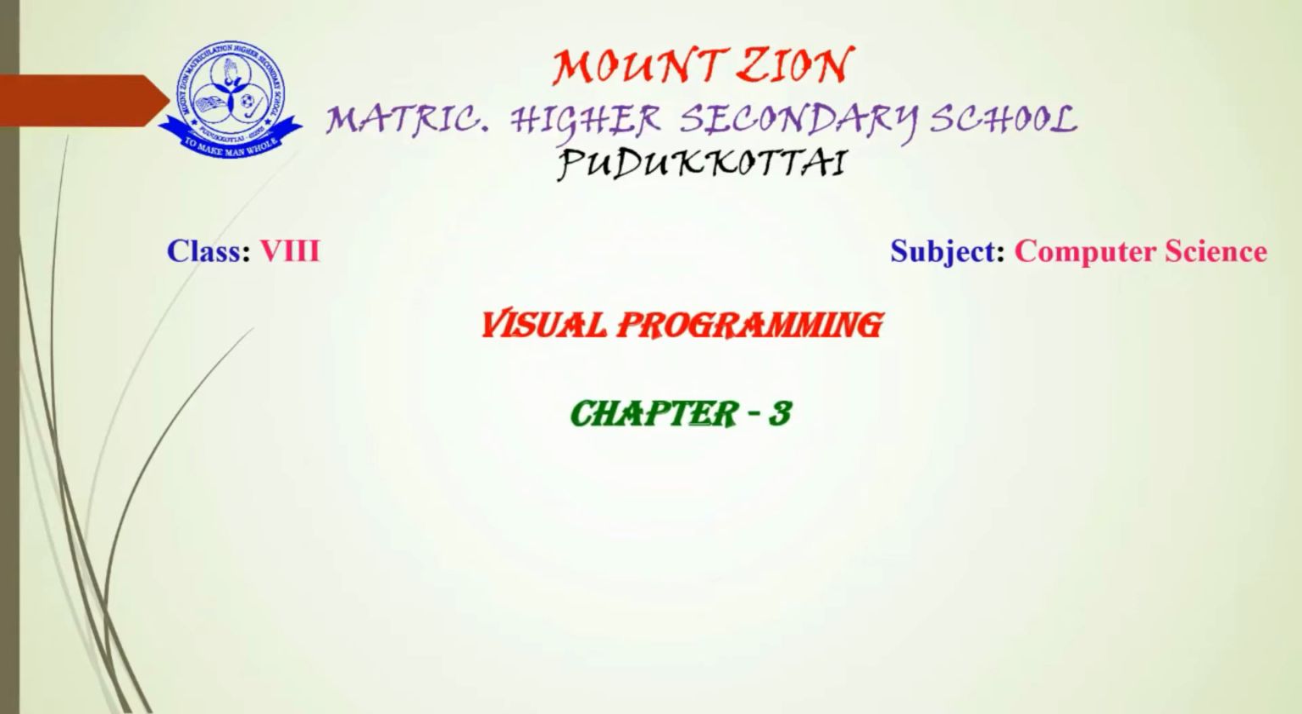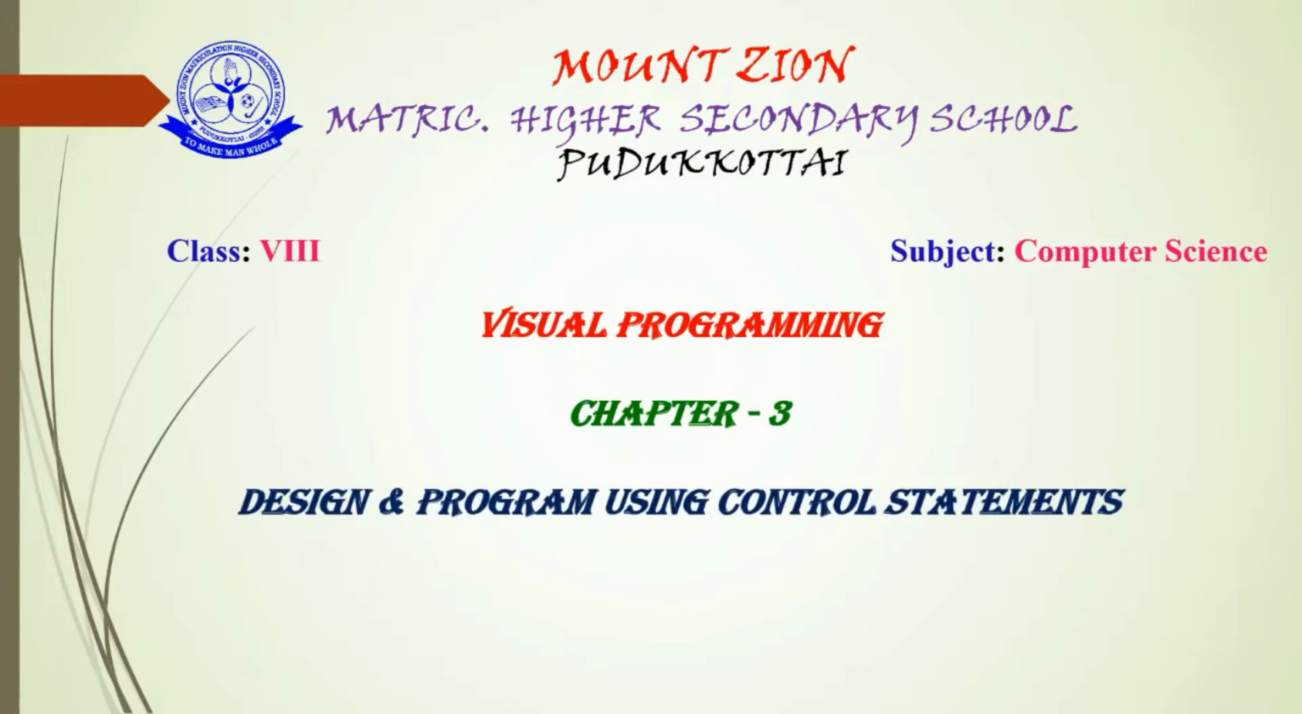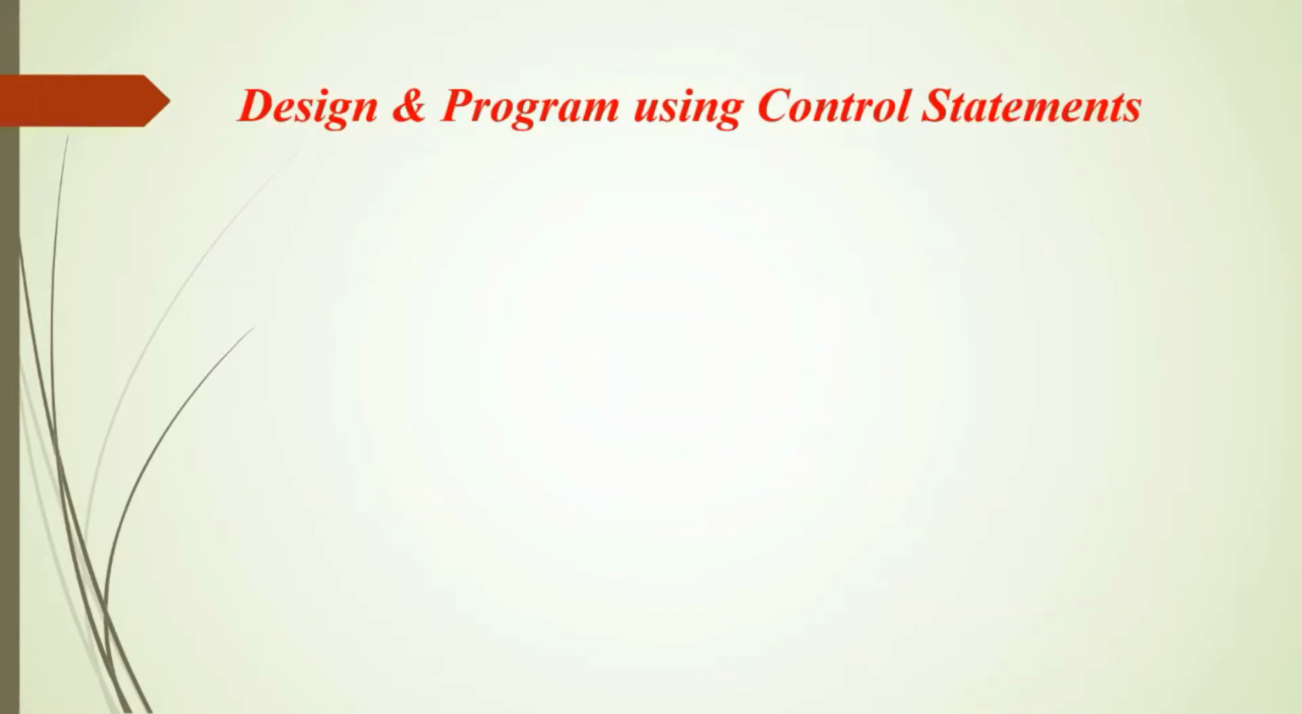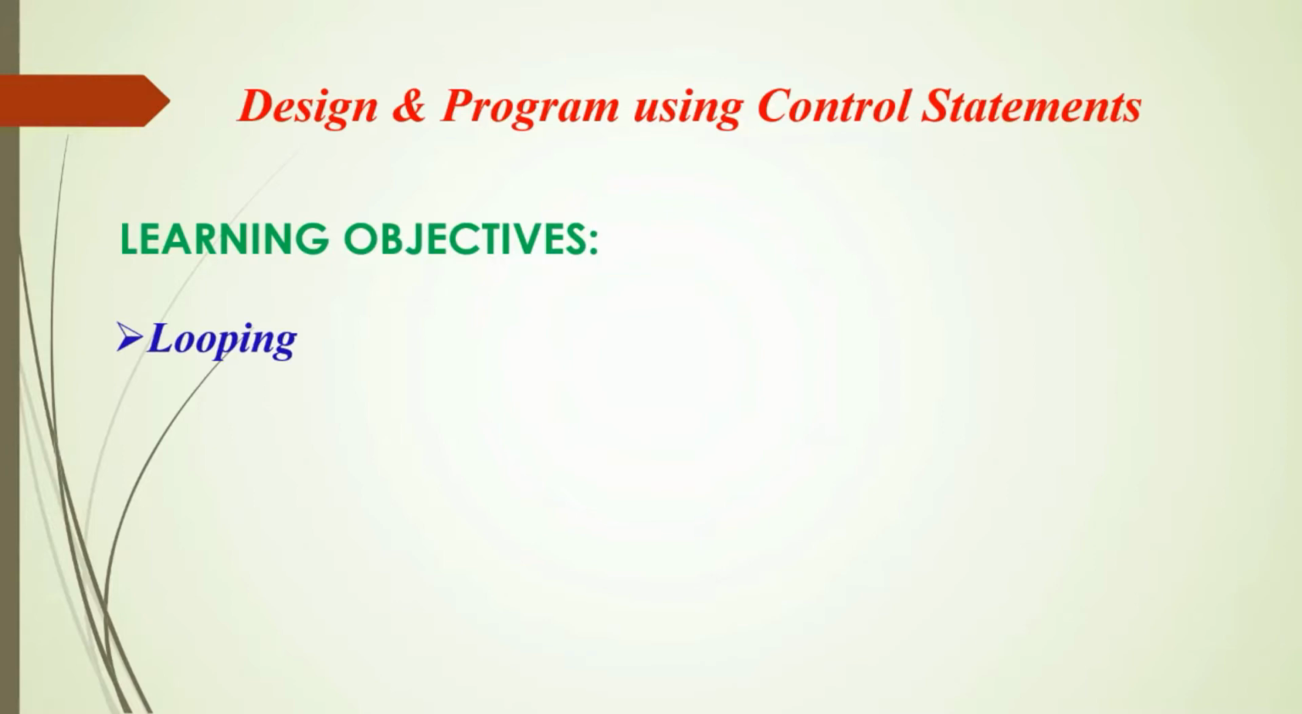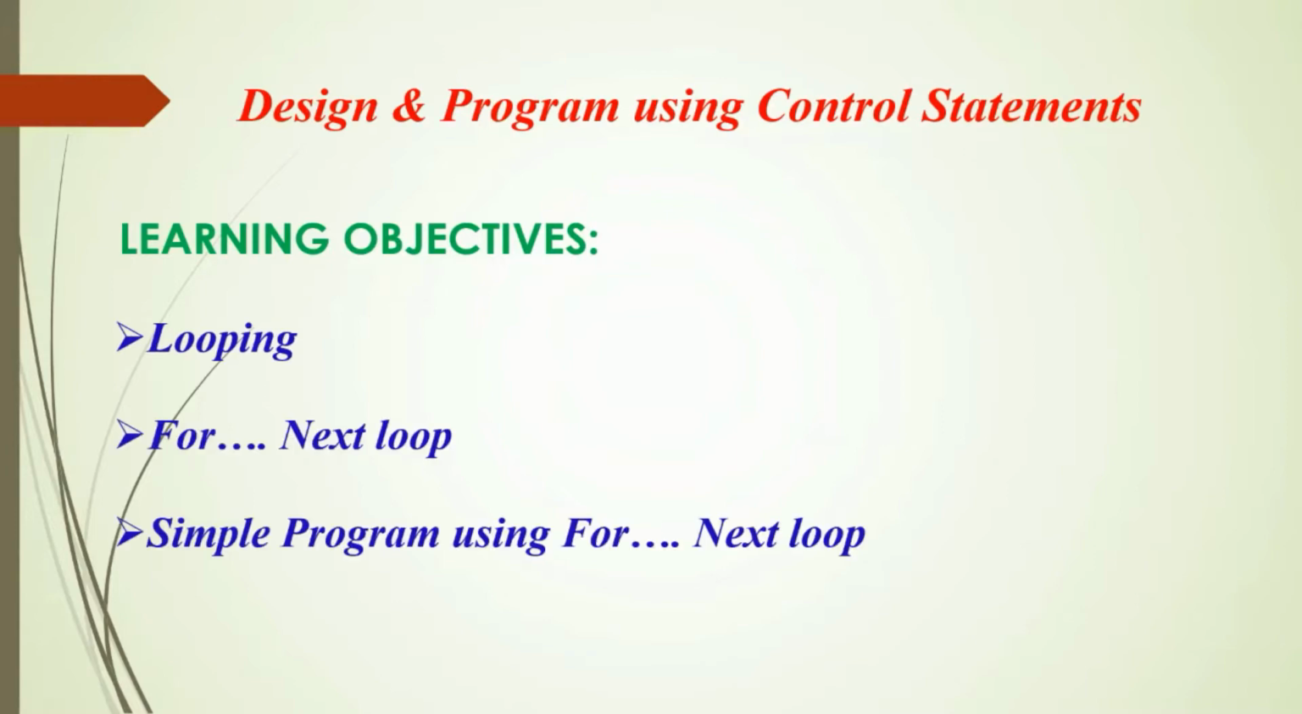Let us see the unit Visual Programming, chapter number 3, Design and Program using Control Statements, Part 5. See the learning objectives of the session: looping, for next loop and simple program using the for next loop.